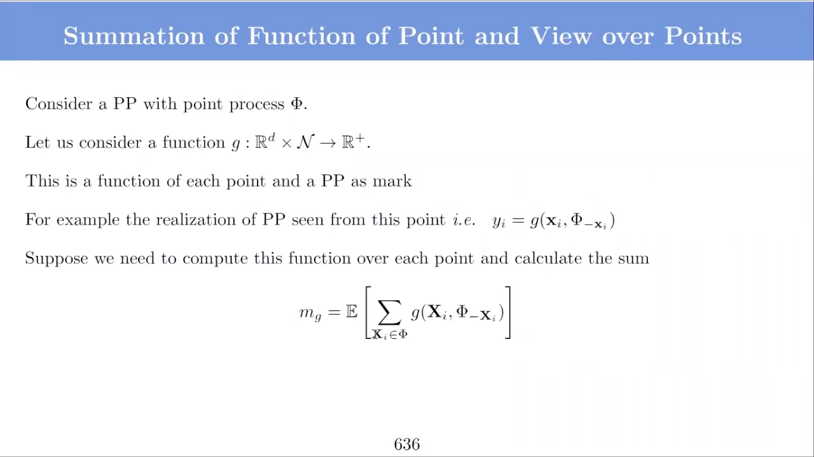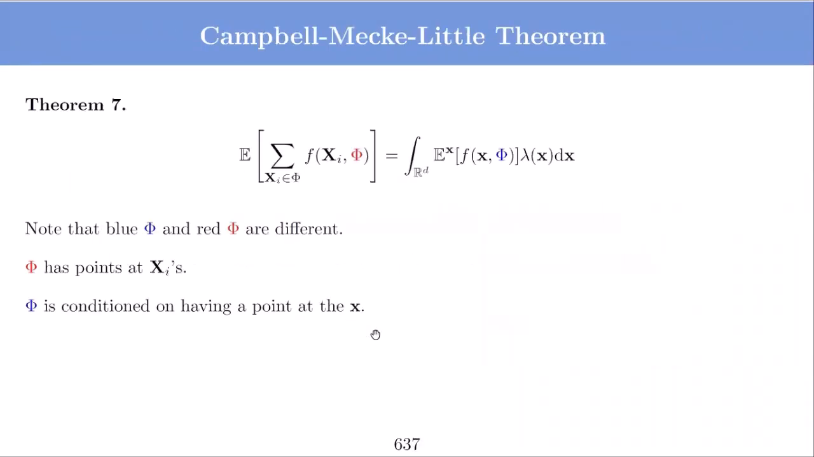To evaluate such things, an extension of the Campbell theorem is given, which is known as the Campbell-Mecke theorem. This theorem states that the expectation of the summation of some function of xi and phi, a function of xi and the point process phi, is equal to the integration over the whole space of the Palm expectation of this function multiplied by lambda(x) dx. Basically, lambda(x) dx is the expected number of points in the small set dx, and this is the value of the function conditioned that there is a point at x.